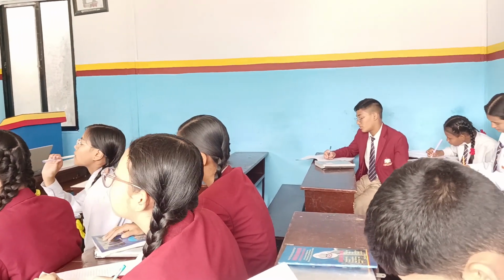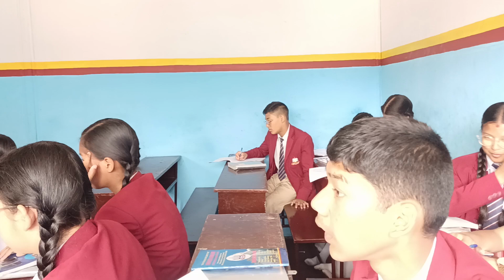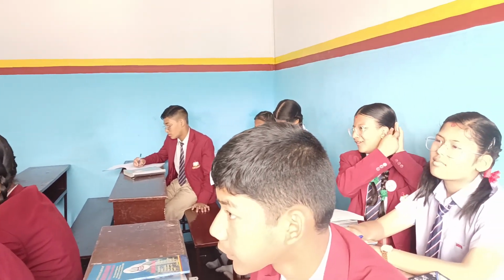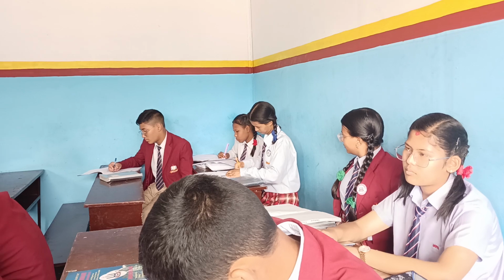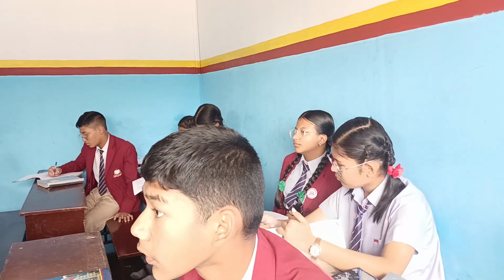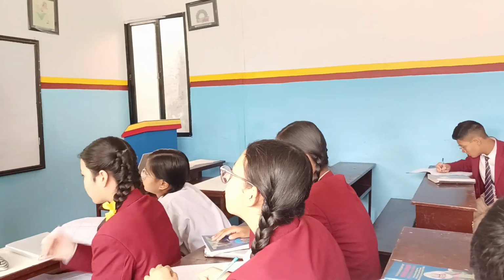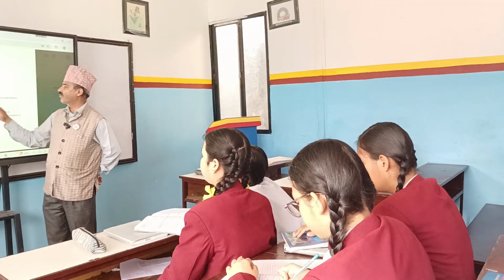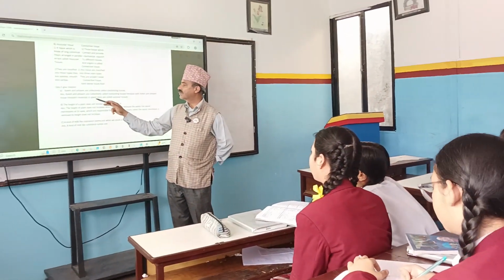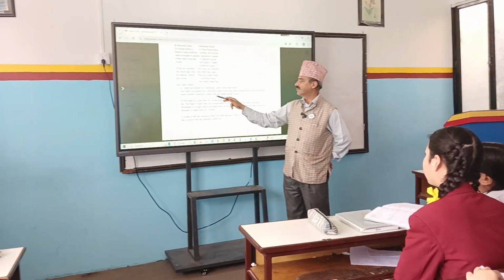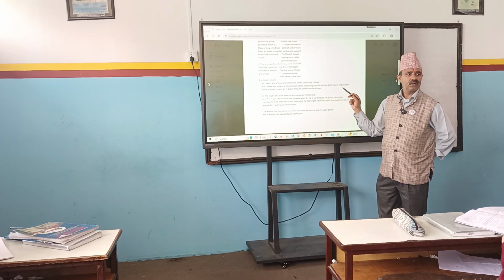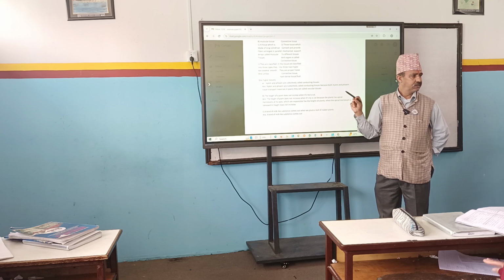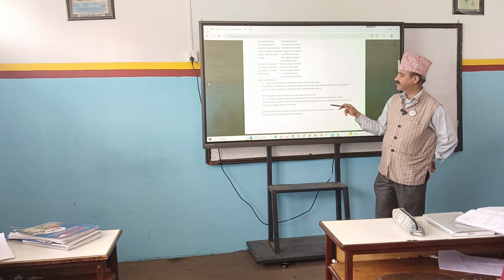Here are some give reasons questions. Give reason: xylem and phloem are collectively called conducting tissues. Conducting means they transport some substances. Xylem and phloem are collectively called conducting tissues because both xylem and phloem tissues transport materials in plants. They are also called vascular tissues. You can write if you have not completed. If you have already completed, that's great.